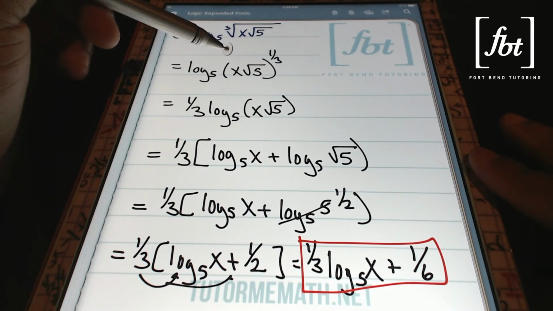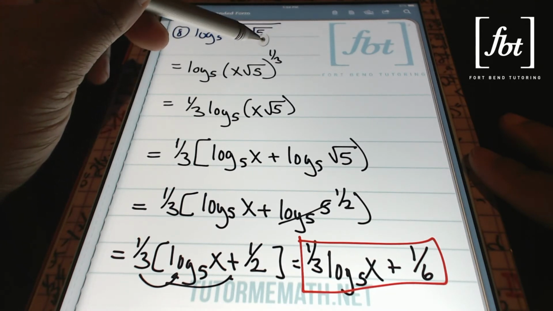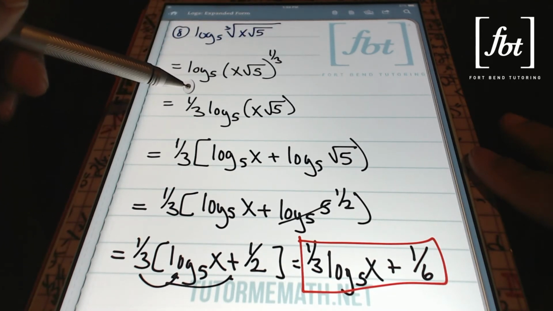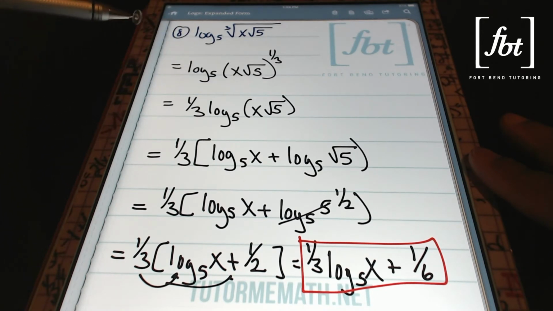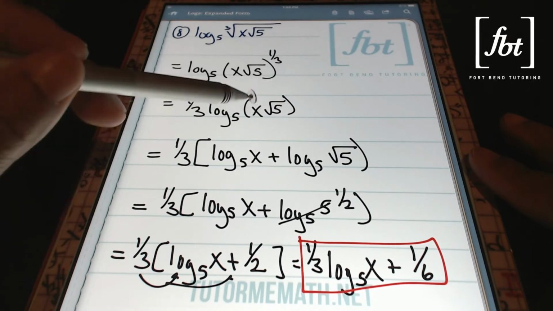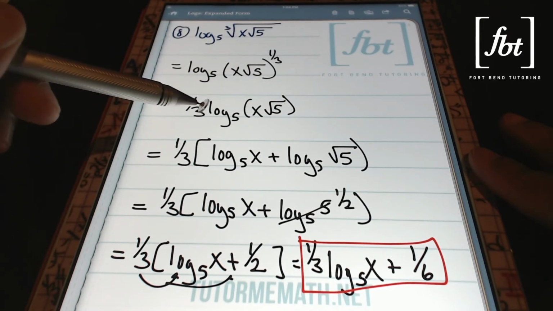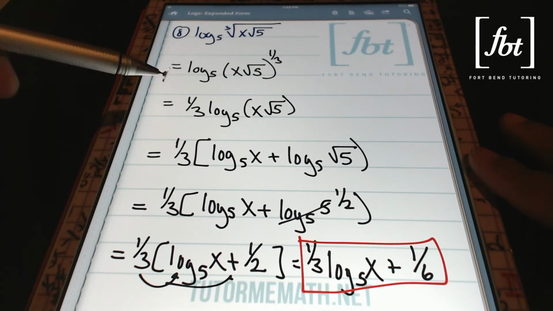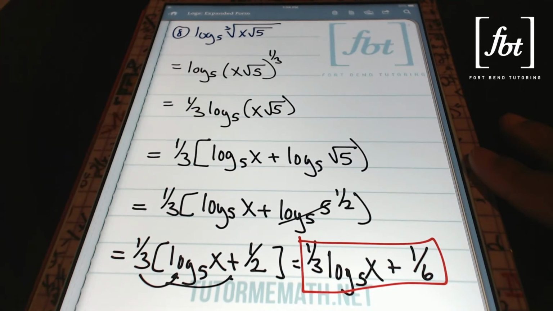We did that by raising that radicand to the 1/3 power. Then we took our exponent and, using the power rule, we made it into a coefficient. So we have 1/3 log base 5 of our value of x times the square root of 5. Then because we have multiplication going on within the value, we expanded that using our product rule, brought down our 1/3 here, and was able to expand that expression using the product rule.